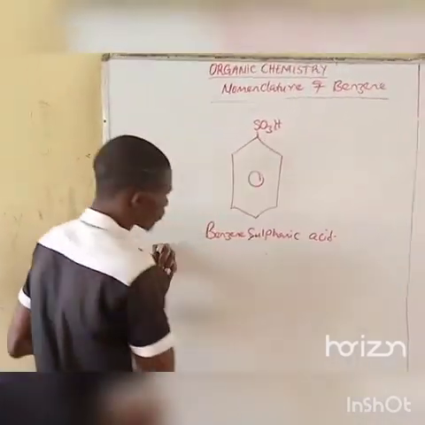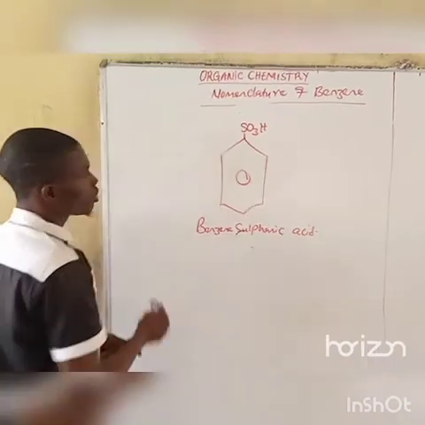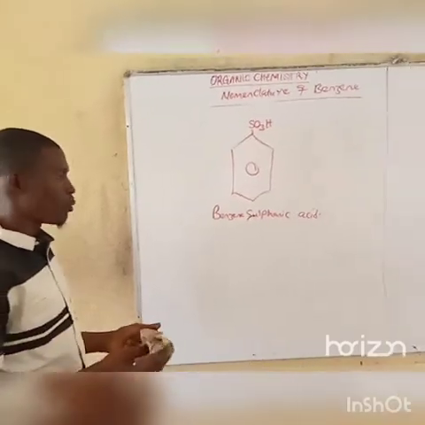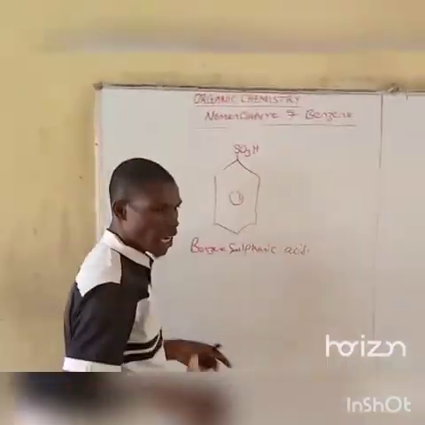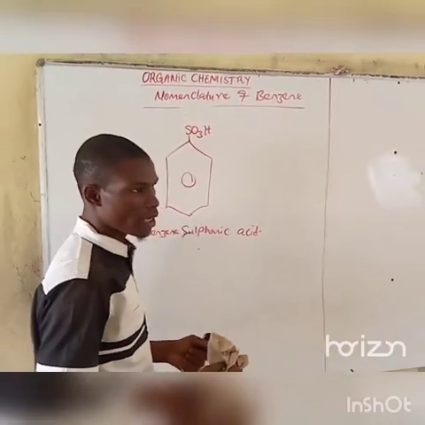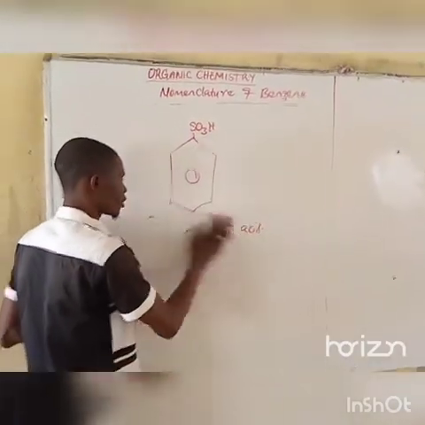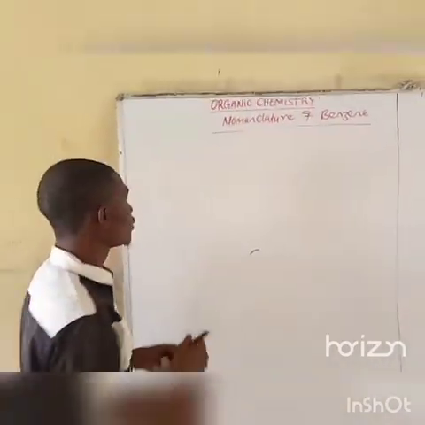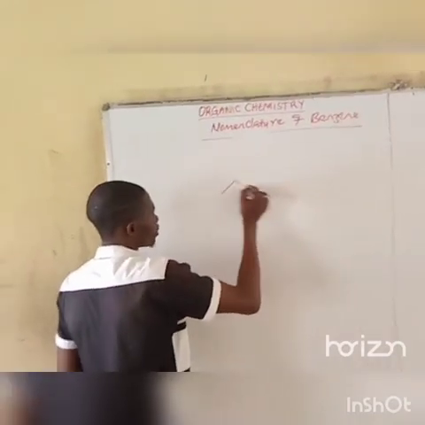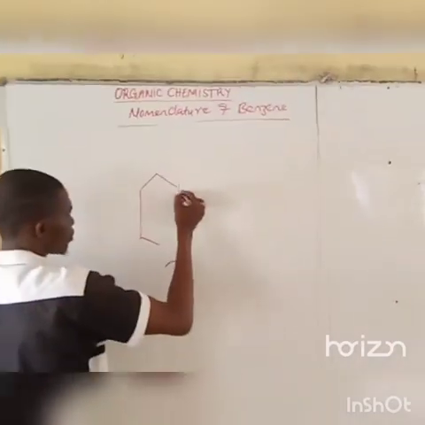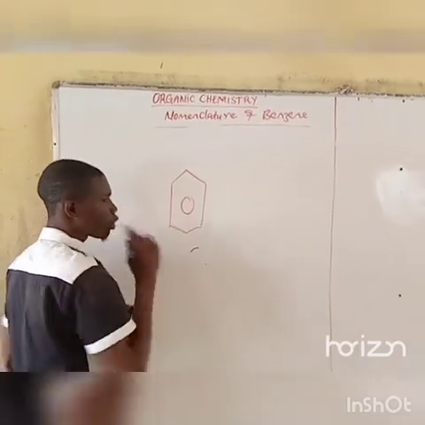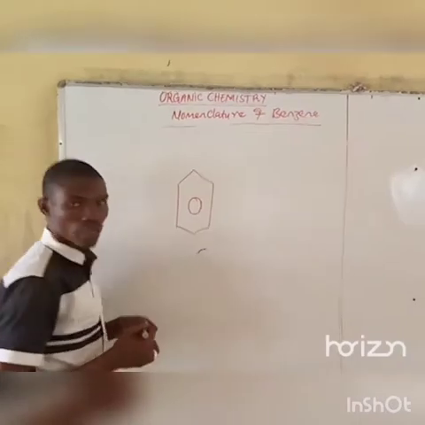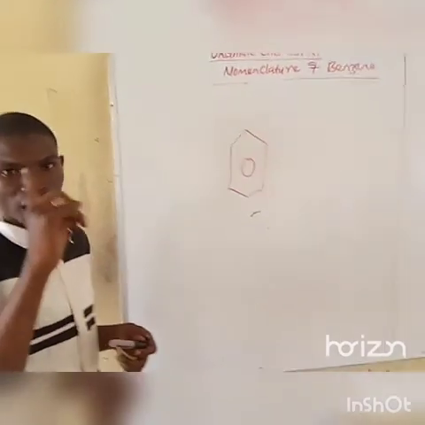Okay, these are a few among the many. There are very many, but these are just a few. Now we are going to look at how we name these compounds that we have just listed. All the ones we have just listed are called monosubstituted benzenes. They are monosubstituted, having one substituent.